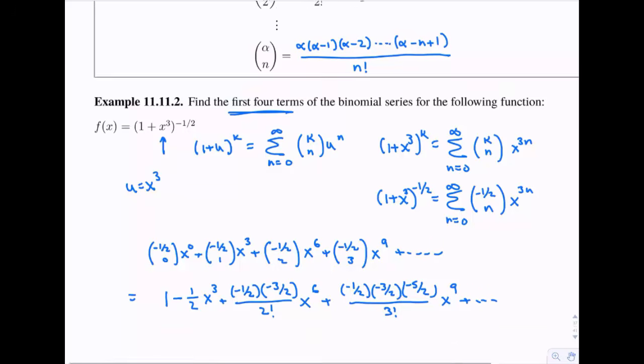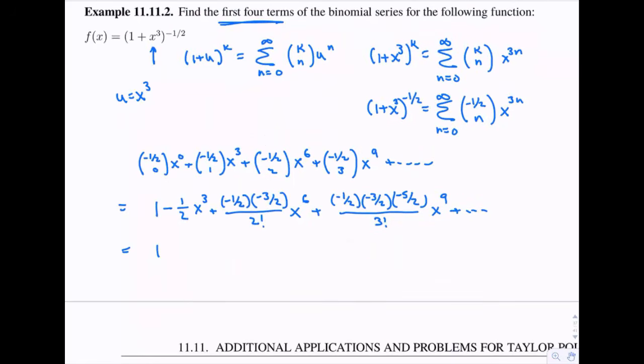All right, and then let's do one more line to simplify this down, be our final answer. So 1 minus 1/2 x cubed. And now if we simplify this, it's going to be, what, plus 3/8 is what I'm getting, x to the 6th. And then let's see, there's 3 negatives, so that's going to be minus, let's see, the 3 and the 3 cancel here. Looks like there's 4 2's in the denominator, so that's going to be 16, a minus, and a 5. So negative 5/16 x to the 9th.